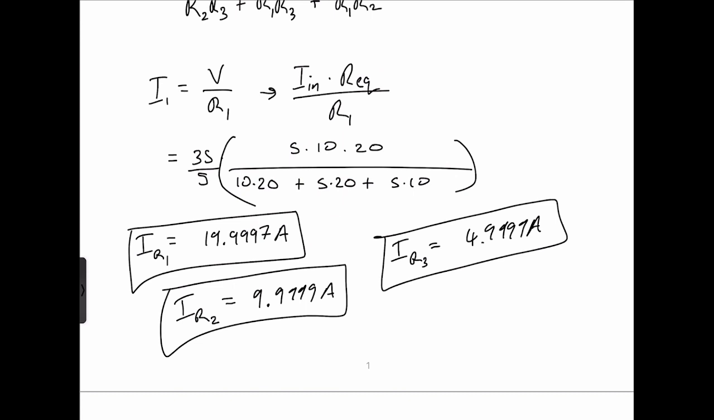So we have the input current is equal to 35 amperes, which is equal to 20 plus 10 plus 5. So we see that the current is divided, the input current 35 amperes is divided amongst each resistor.